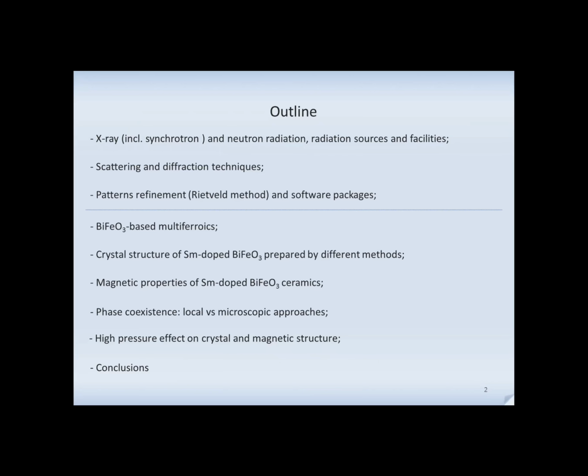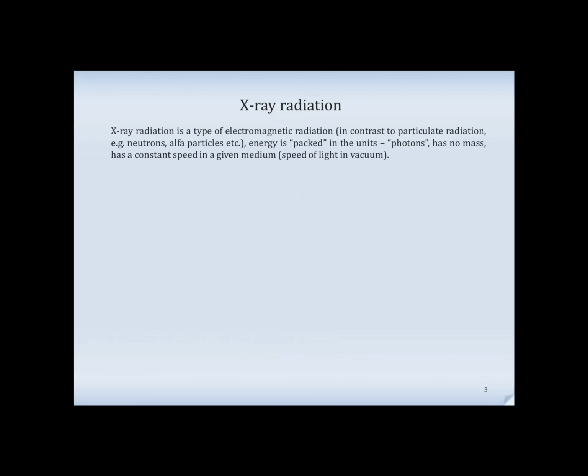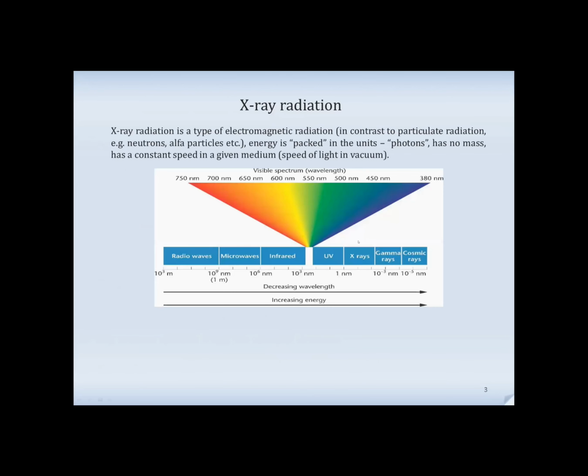So let's start with the first part, basics of X-ray. I guess everyone knows what X-rays are. It's just electromagnetic radiation. If we look at the energy spectrum, the X-rays are somewhere here. The wavelength is less than 1 nanometer, and it's very useful in terms of studying matter, because the unit cell is characterized by a similar size.